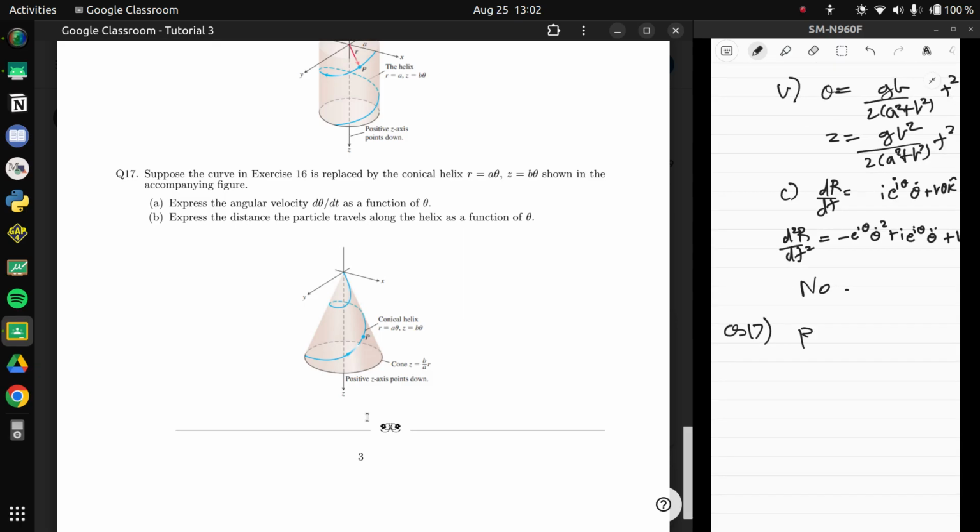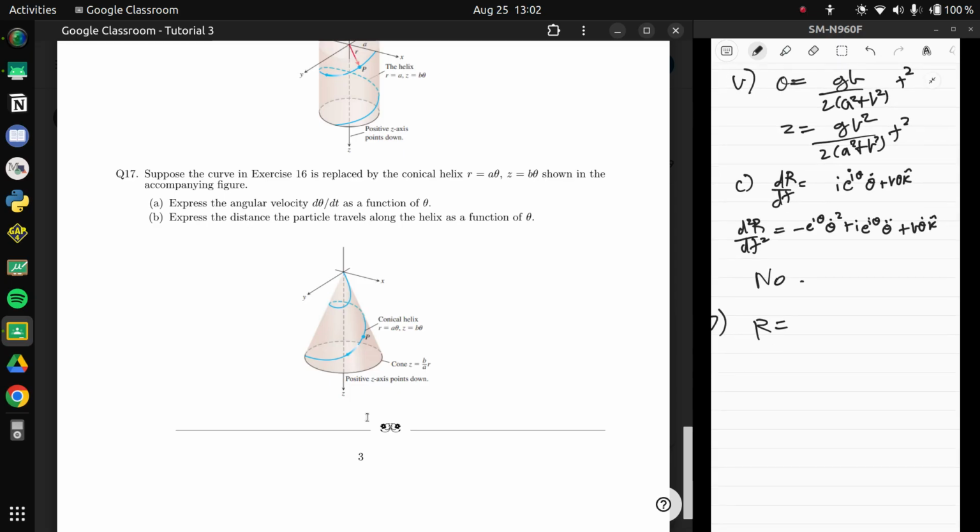So once again, your capital R is just r e^(iθ). So it's a θ times e^(iθ) plus bθ k hat. So your dr/dt.